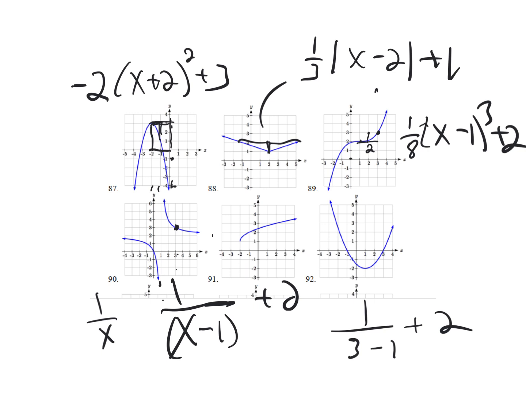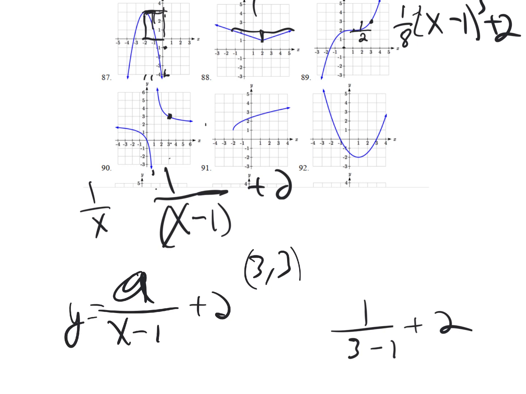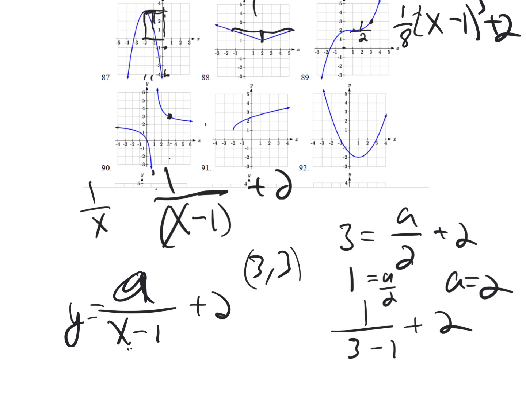What if we do it this way? I haven't done this problem, as you can tell. What if we try finding the a? We know it's going to be a over x minus 1 plus 2. And we know we have that point (3, 3), so let's plug that into our function. So 3 equals a over 2, because it's 3 minus 1, plus 2. I'm going to subtract 2. That's going to give me 1 equals a over 2. And then I'm going to multiply by 2. So a should be 2.